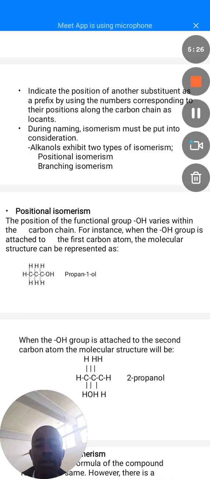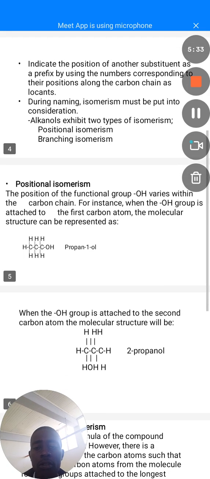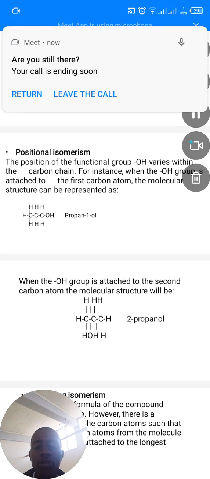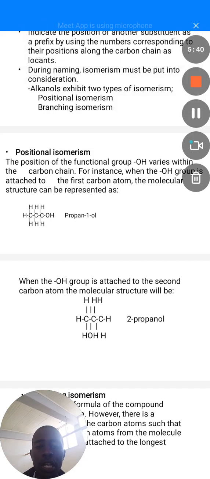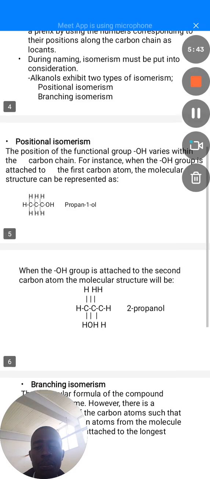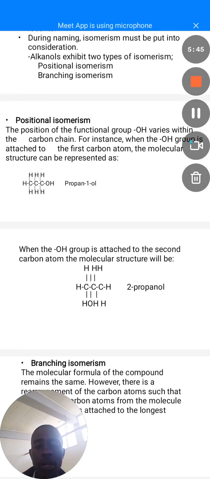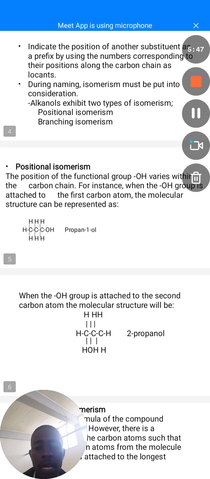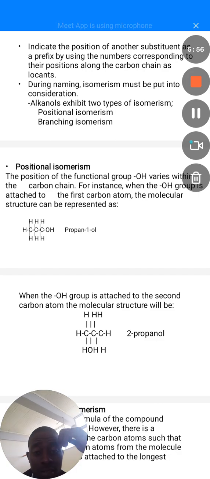According to your screen, you can see that you have positional isomerism and branching isomerism. Under position isomerism, the position of the functional group OH varies within the carbon chain. For instance, when the OH group is attached to the first carbon atom, the molecular structure can be represented as CCCOH.